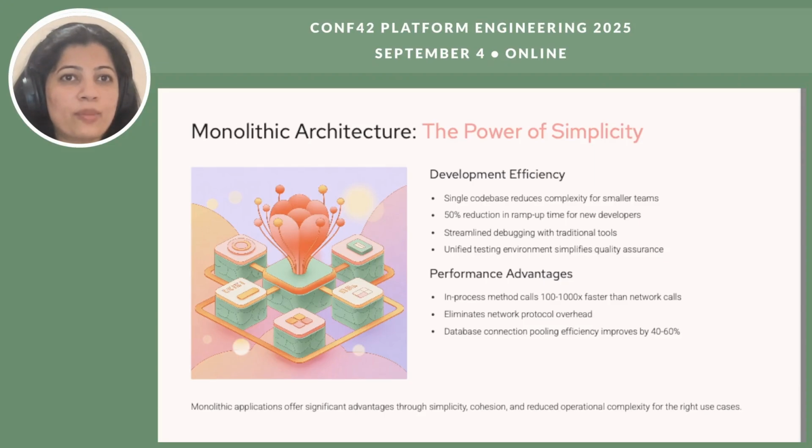They have performance advantages in the sense that in process method calls are 100 times faster than network calls. The database connection pooling improves efficiency by about 40 to 60%. And because there is no network protocol overhead, you get much better raw speed. So monoliths deliver simplicity, cohesion, and speed when applied in the right context.